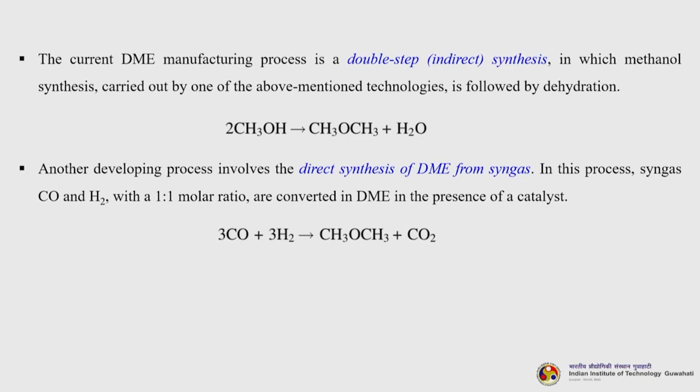Another developing process involves the direct synthesis of DME from syngas. Now, in this process syngas, carbon monoxide and hydrogen with a 1:1 molar ratio, are converted to DME in the presence of a catalyst. So, 3 moles of carbon monoxide plus 3 moles of hydrogen in the same ratio will give us DME plus carbon dioxide.